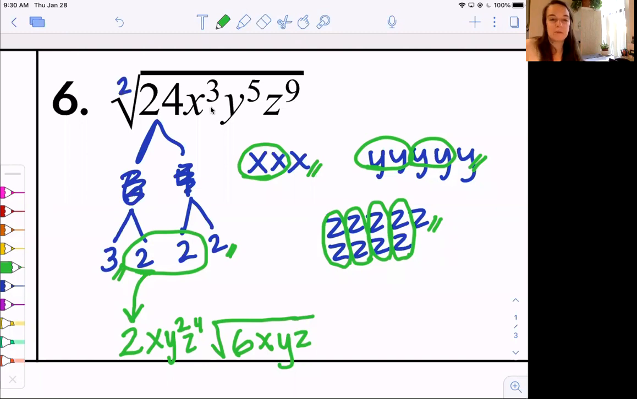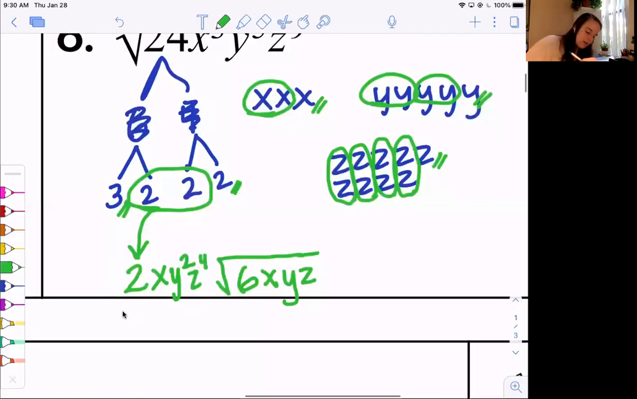I'm asking myself, how many groups of 2 can I make out of 3? I can make 1 group and I'd have 1 left over. How many groups of 2 can I make out of 5? I would have 2 groups of 2 and 1 left over. And that's going to inform me on how to write my square root.